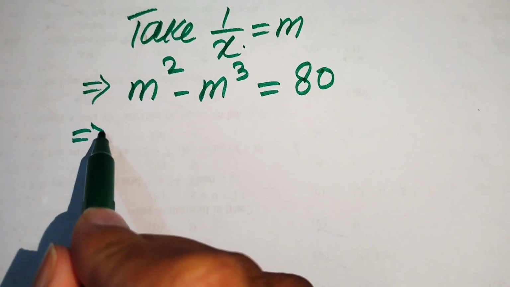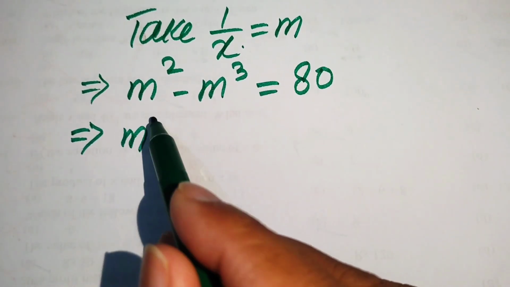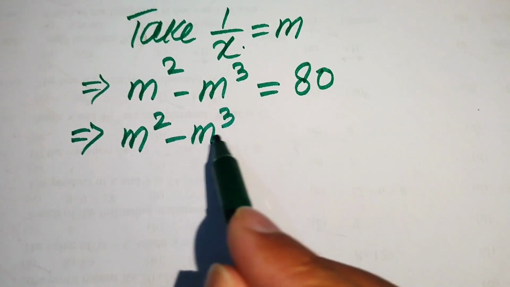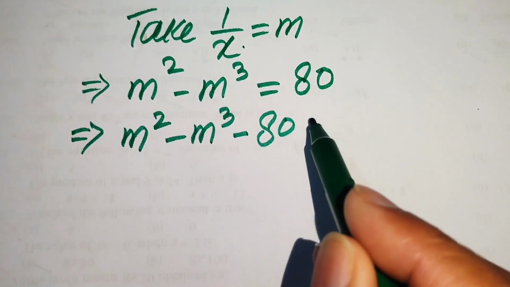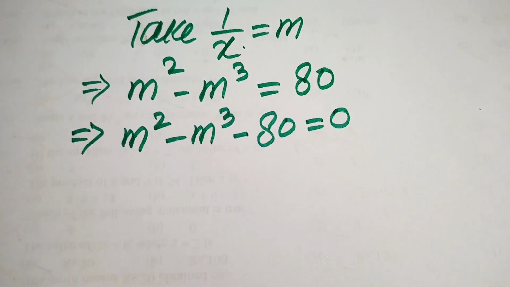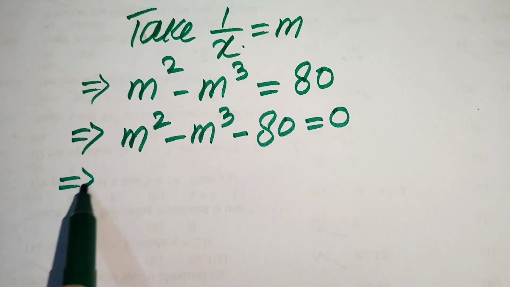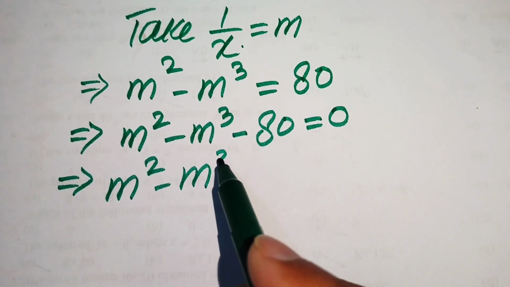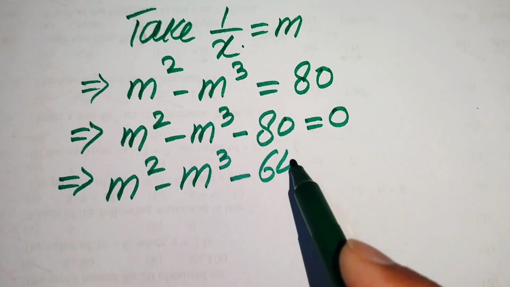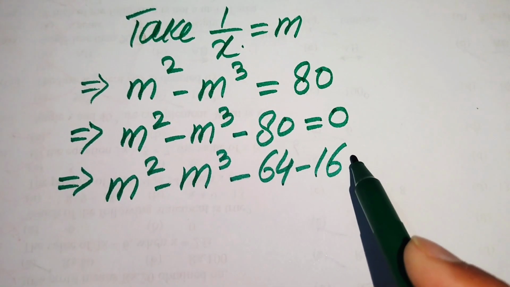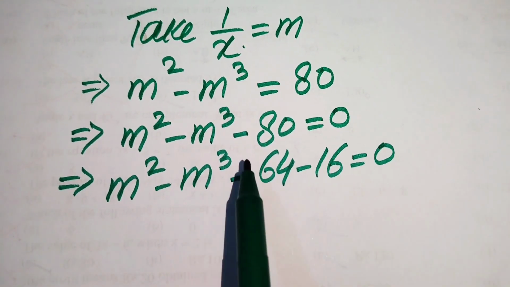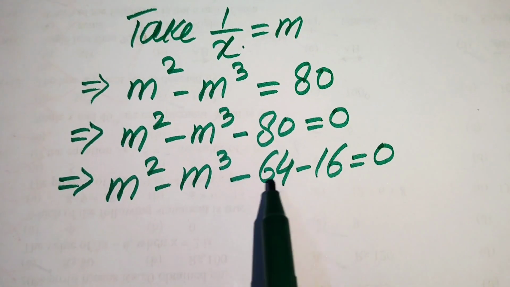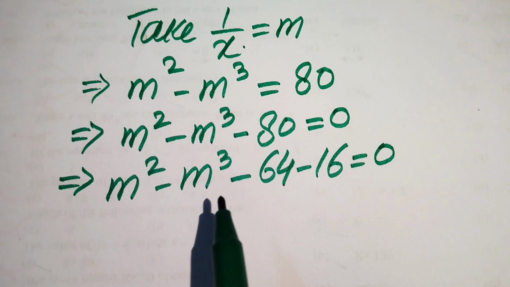So first we focus on the right hand side. We move this 80 to the left hand side, and it is written as m² minus m³ minus 80 equals 0. Now we break this minus 80, and it is written as m² minus m³ minus 64 minus 16 equals 0. This is minus 80, and we write it as minus 64 minus 16. When you add these two terms, you get 80.